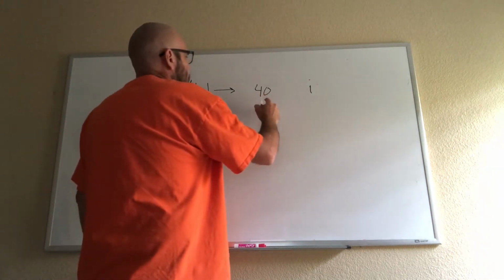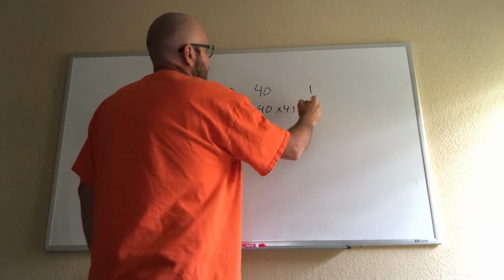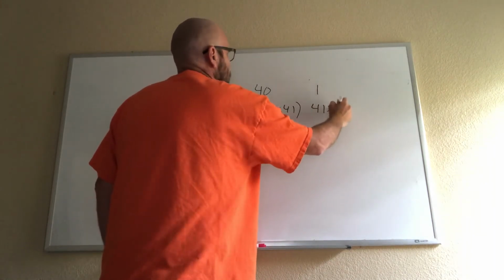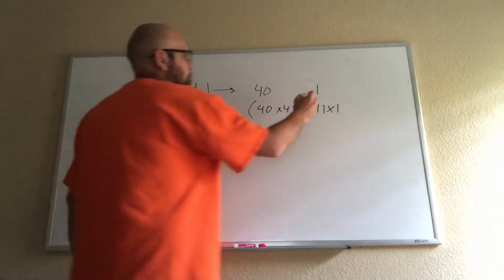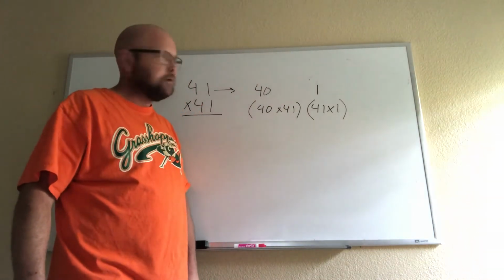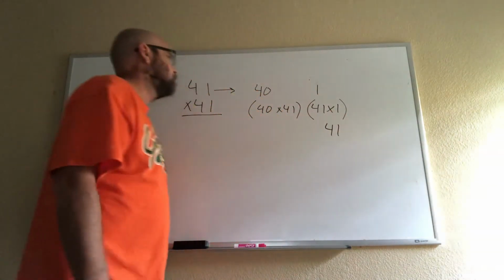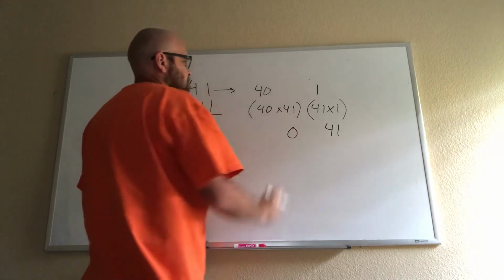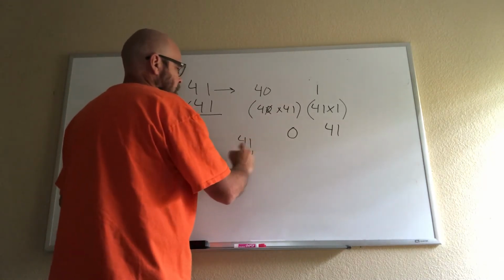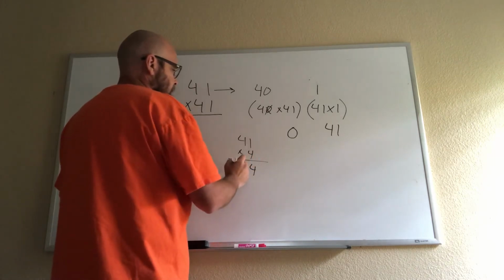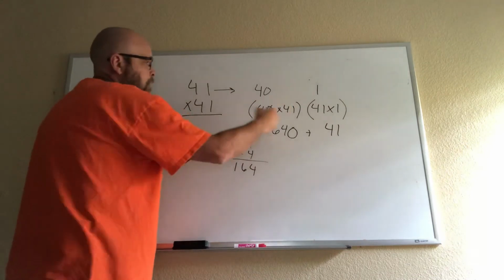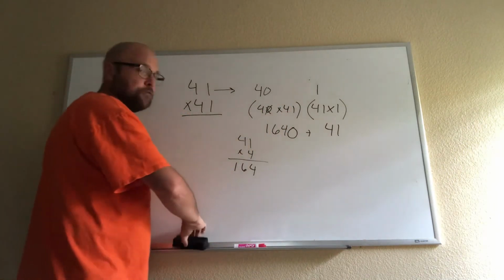And now I multiply 40 times 41 and I multiply 41 times 1. We good? 41 times 1 is obviously 41. Now I'm going to put this 0 in my ones place, because that 0's in the ones place, so I'm done with it. So now all I'm really doing is multiplying 41 times 4. 1 times 4 is 4. 4 times 4 is 16. So my product for 40 times 41 is 1,640.